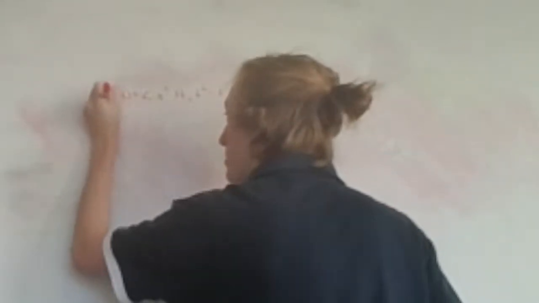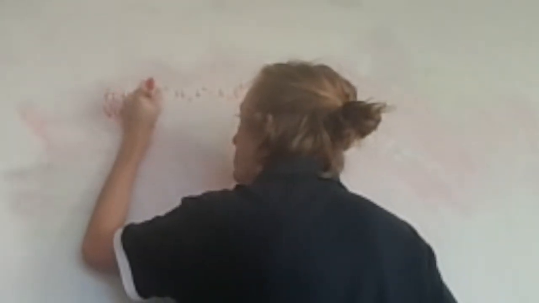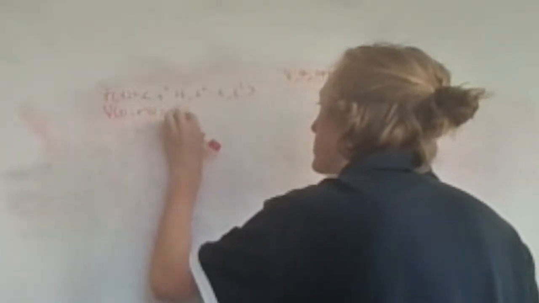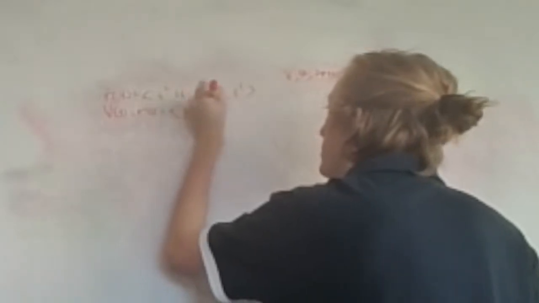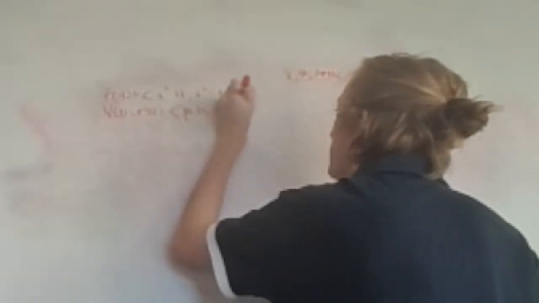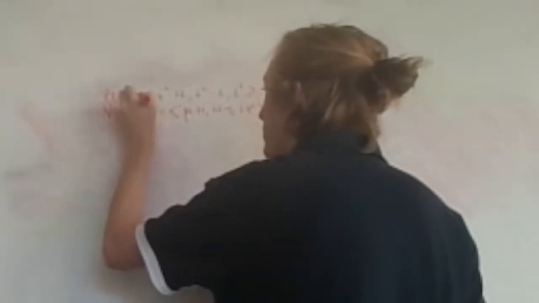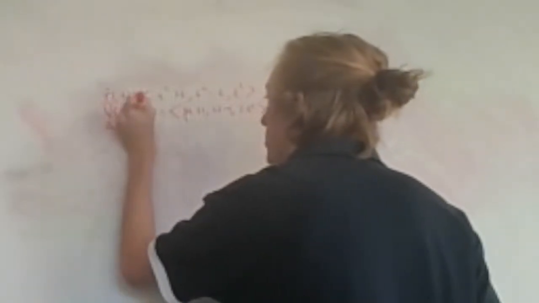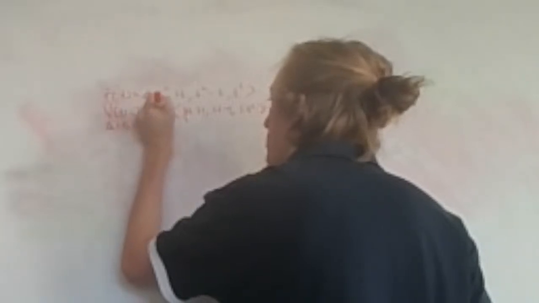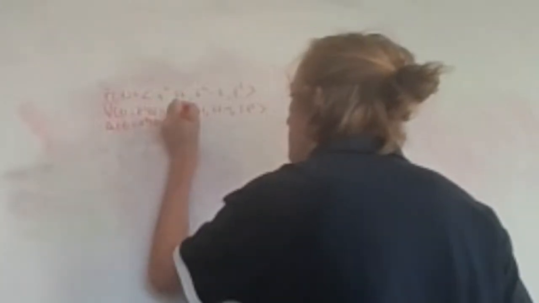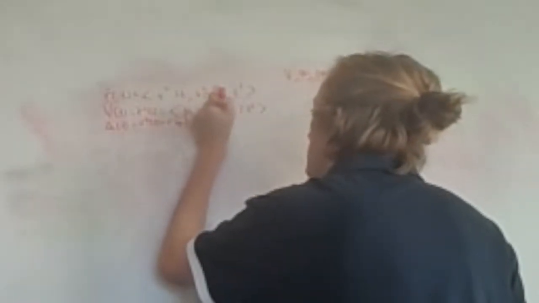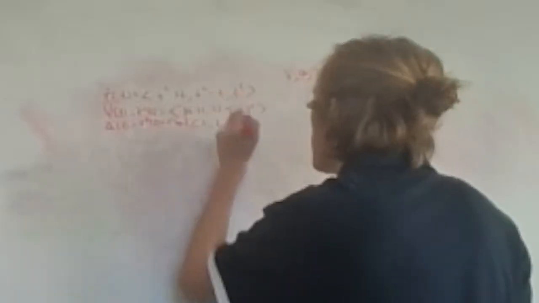So v of t is just equal to r prime of t, which is pretty straightforward. That's going to be, no, not 3. It's going to be 2t plus 1, 2t minus 1, and 3t squared. Great. These are vectors. A of t is going to be r double prime of t, or just v prime of t. So differentiating this is going to be 2, 2, 6t.